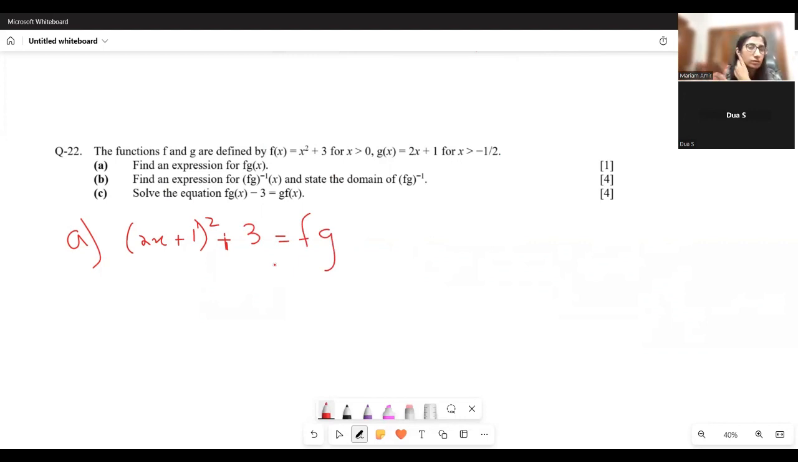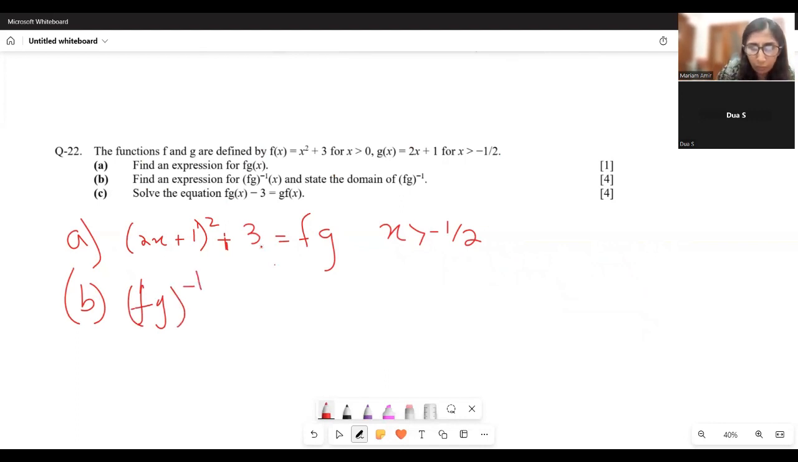Okay, part B. Find an expression for the inverse of this. Let's write its domain too. The domain of fg is the same as the domain of g, which is x is greater than minus half. Okay, next we need fg inverse.